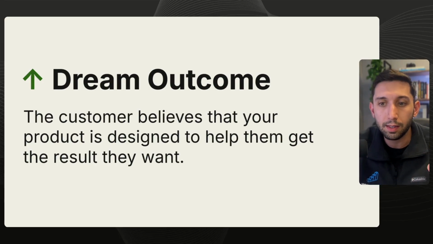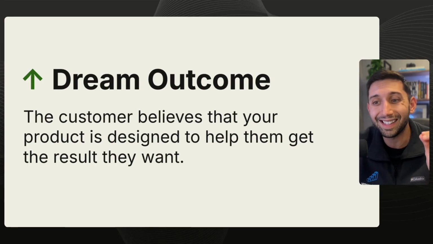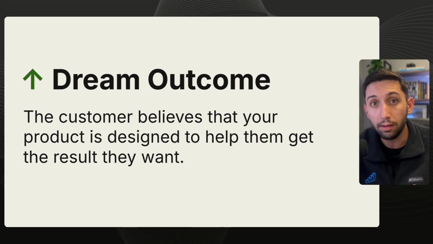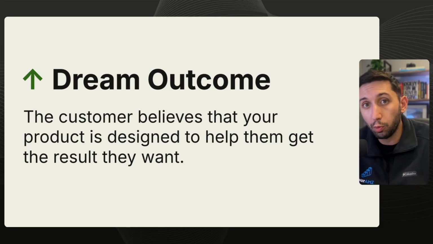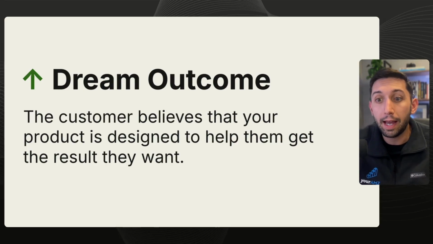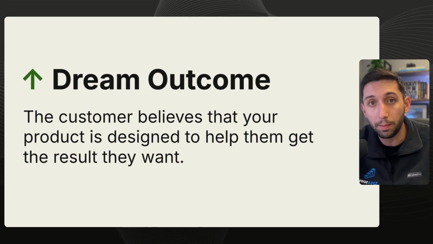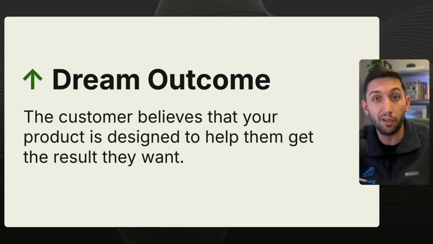We want the customer to believe that your product is designed to help them get the result that they want. So if they want to lose weight, we're making it very clear in the first bullet point, in the first image, that this product is going to help them lose weight. Simple as that. If they don't believe that this product is going to help them get the result they want, they're going to click back to search and find something that is, and weigh the options between 2 things they're confident are going to get them the dream outcome. Now, how do we do that?